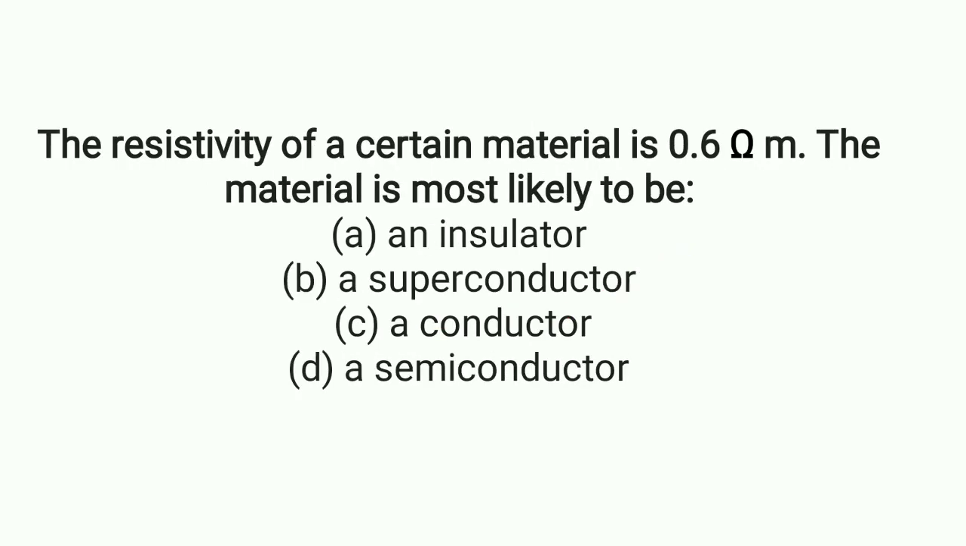Next question. The resistivity of a certain material is 0.6 ohm meter. The material is most likely to be option A, an insulator. Option B, a superconductor. Option C, a conductor. Option D, a semiconductor. So here the answer for this question is option D, a semiconductor. So the resistivity value for the material is 0.6 ohm meter. It is for option D, that is semiconductors.